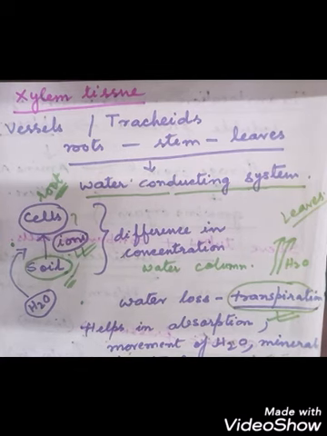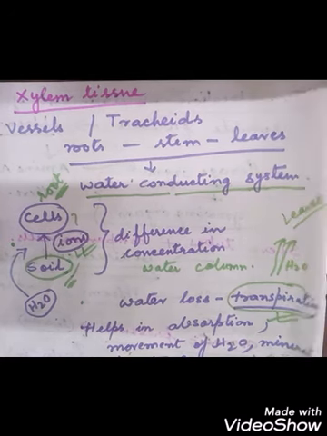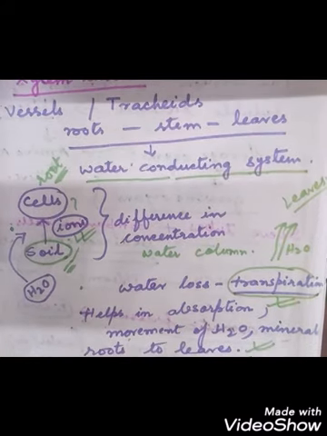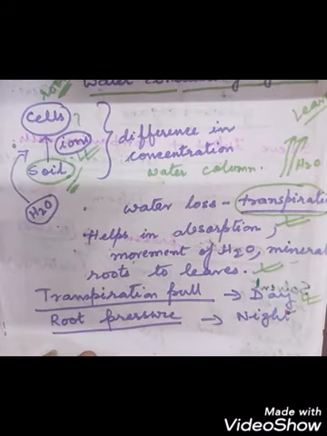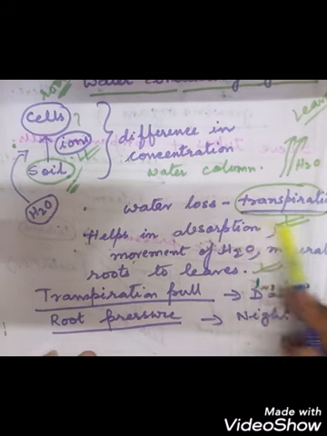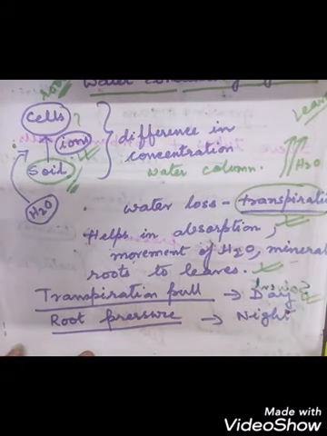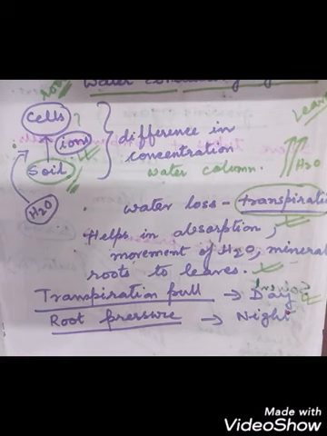So as you all know that there is loss of water in the form of water vapor, which is called transpiration. So transpiration is the process in which excess water is lost through the leaves in the form of water vapor. So as the transpiration takes place, there is a suction force that is created which pulls the water from the xylem cells of the roots.